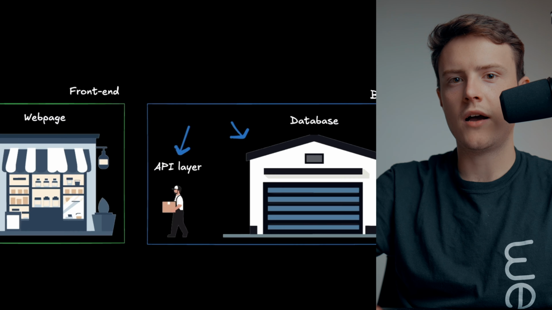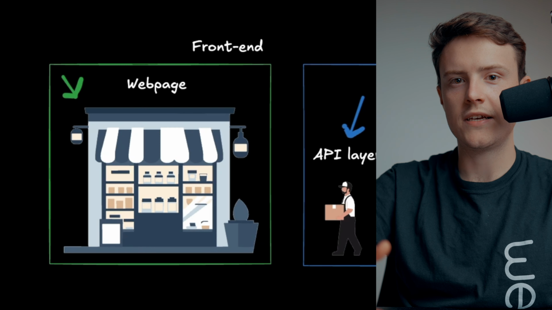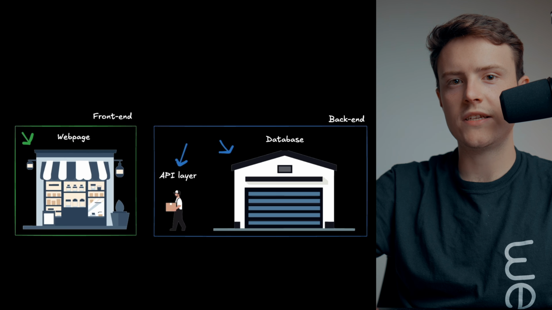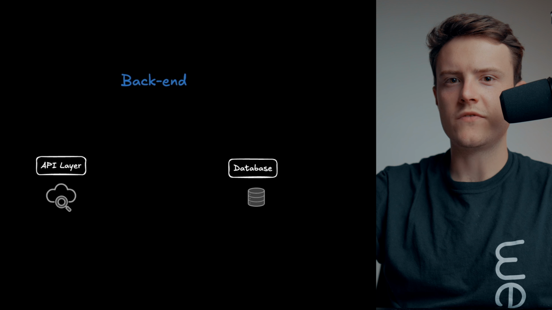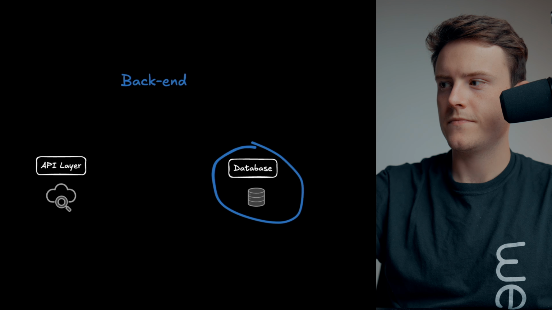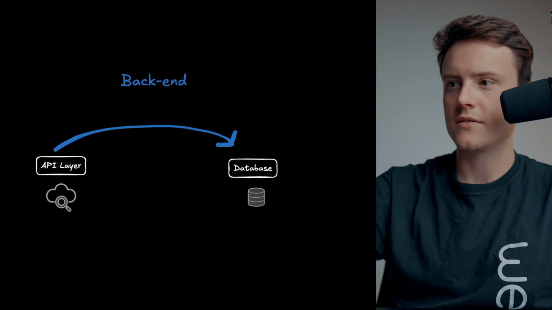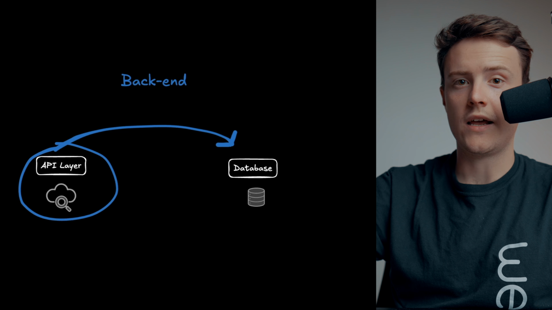In a web application, it's very much the same thing. The API layer acts as a middleman between the front end and the database, retrieving data from the database and giving it to the front end for it to utilize. Now, a backend is just a fancy term for saying you have a database and you have some way to interact with that database, aka the API layer.